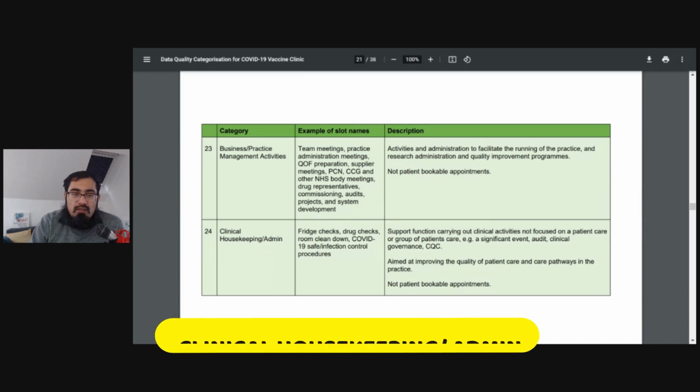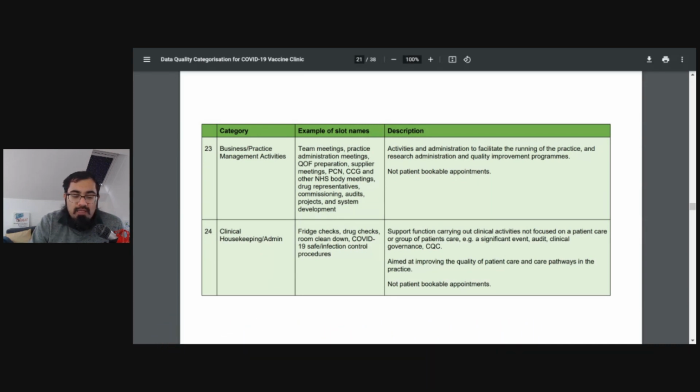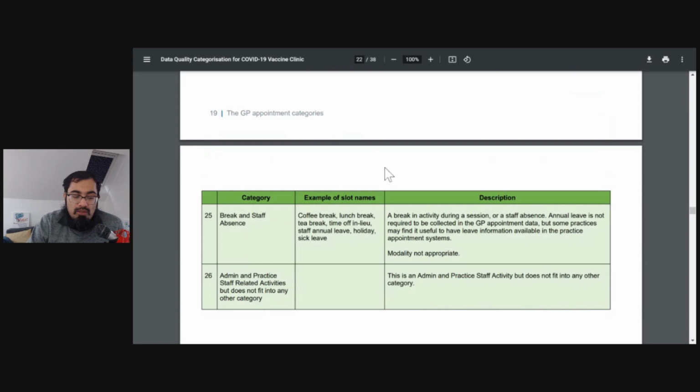And then you've got one for clinical housekeeping and admin, which I can see many people figure out takes up a lot of stuff, but actually it's more around the running of the practice itself. So it mentions things like fridge checks, COVID check and control, all that kind of stuff, cleaning the rooms, drug checks, and that kind of stuff. I guess this is done obviously more by your admin team, so focusing on those particular areas. Again, no appointments should be used for this.